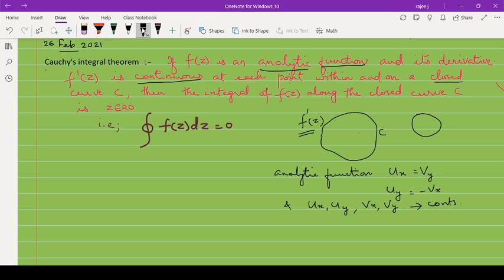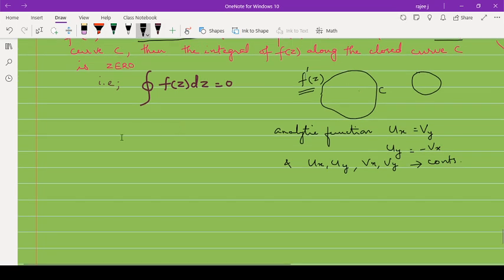F dash z is continuous at each point on this curve and all the points inside the curve. If there does not exist a point where f dash z is not defined, then that function is continuous everywhere on the curve and inside the curve. If it is like that, then the integral of f of z along this curve will be 0.